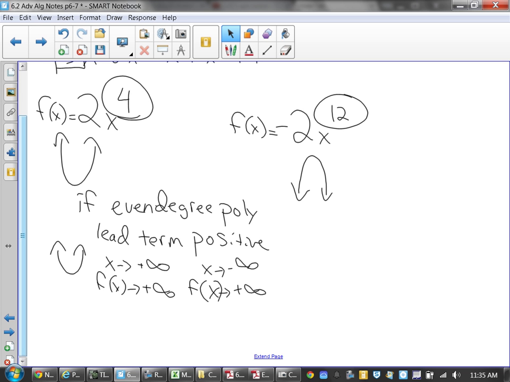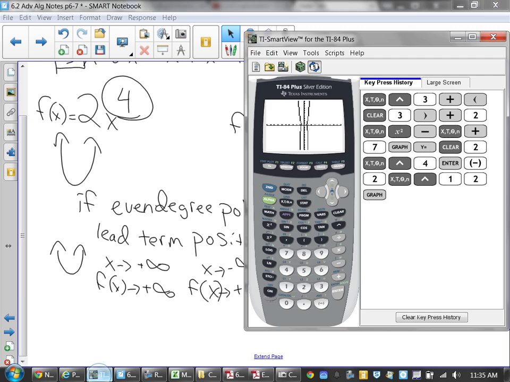Your tails will still be the same. Okay? Your tails will be the same. I want to show you what this looks like graphically real quick. We all have 2x to the 4th in the calculator, right? Go back to your calculator real quick. I'm going to turn off the negative 2x to the 12th. Here's how you do that. Scroll down one. Go over, so the cursor is blinking on the equal sign. Press enter, and it turns that graph off.